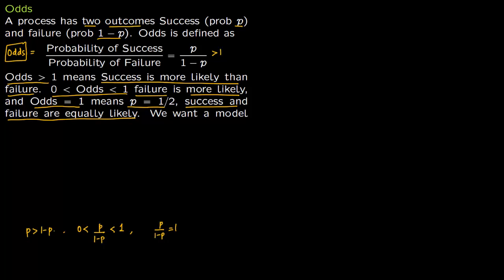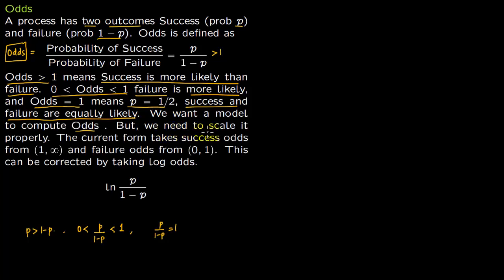But you can see that this model right now is not symmetric. Failure goes between 0 and 1, whereas odds for success is always greater than 1. So we need to scale this model properly. As I said before, the success odds go from 1 to infinity. It is greater than 1. And failure is always between 0 and 1. So these two are not scaled properly.